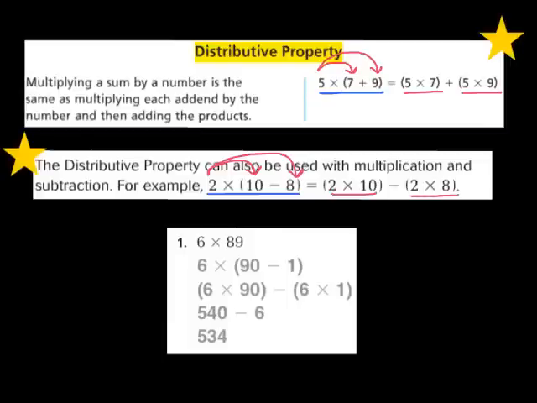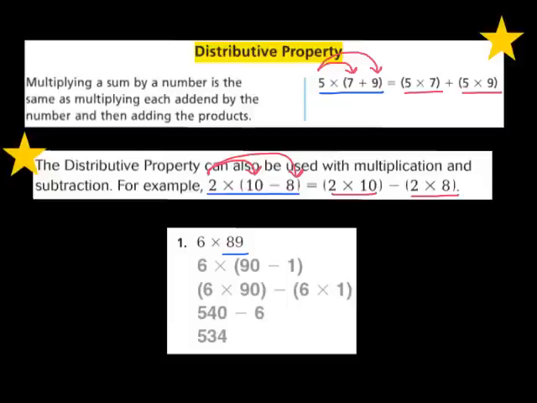Now, let's look at question number 1 from the workbook. They give us the problem 6 times 89. Now remember, our job in this lesson is to use our properties to help us evaluate expressions more easily. 6 times 89 is not a very easy expression to evaluate mentally, which means in our head. But what they've done is this. They've taken 89 and turned it into two numbers that would be easy to work with. They've made it 90 minus 1.